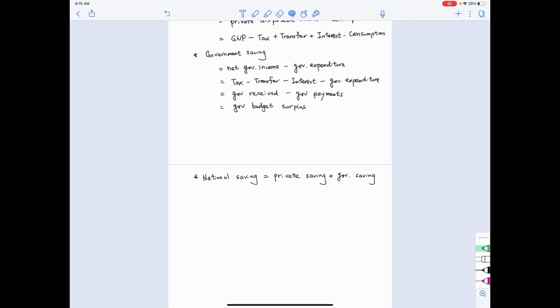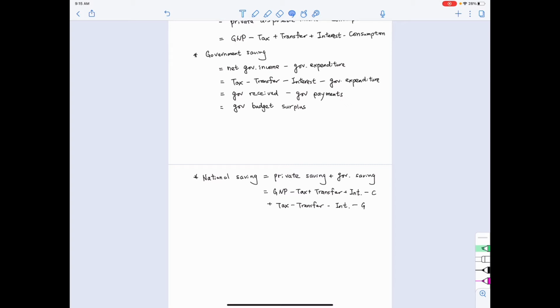And from the above equations, we know the private saving equals GNP minus tax plus transfer plus interest minus consumption, and the government saving equals tax minus transfer minus interest minus the government expenditure.